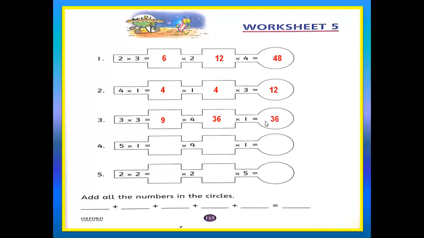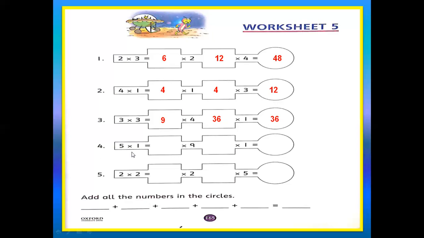Remember this one. When we multiply any number with 1, the answer remains the same. No change in the answer. For example, we multiply 10 with 1, so 10 ones are 10. 100 multiply 1, answer is 100. 20 multiply 1, answer is 20. So 1 makes no change when we multiply 1 with any number.